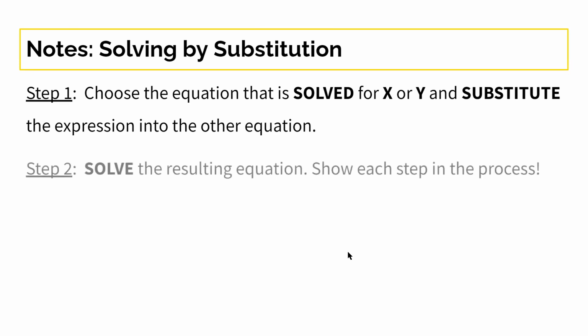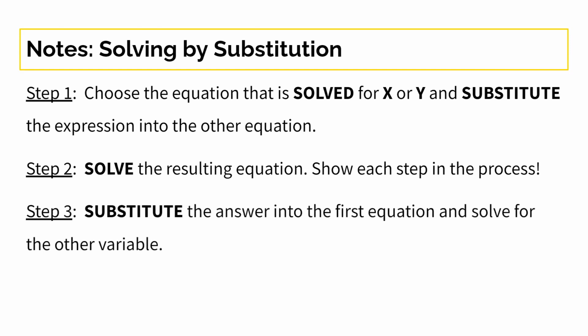Once we've done that, our second step is to solve the resulting equation. So this is going to involve using those skills that we learned back in modules 3 and 4. Distributing, grouping like terms, the addition property, the multiplication property, the division property. You should show each step in this solving process. Make sure you're writing it down. At the end of step 2, you should now have a value for one of the variables.